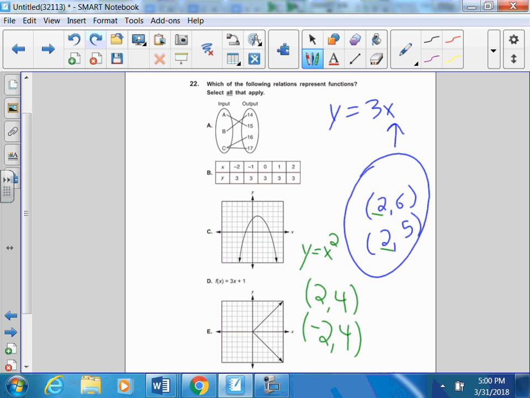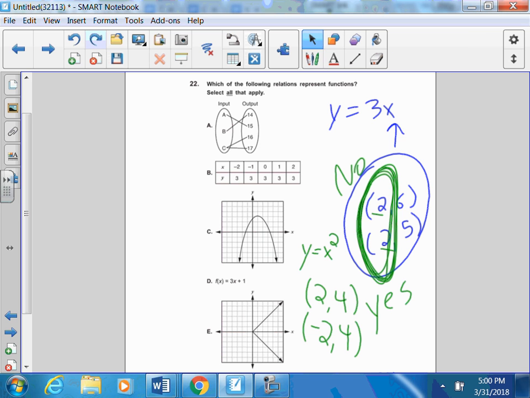That's okay. Just because you get the same y, that doesn't matter, because you can have 2 different x's go to the same y. But what you can't have is the same x go to 2 different y's. So this is not okay, and this is okay for a function.